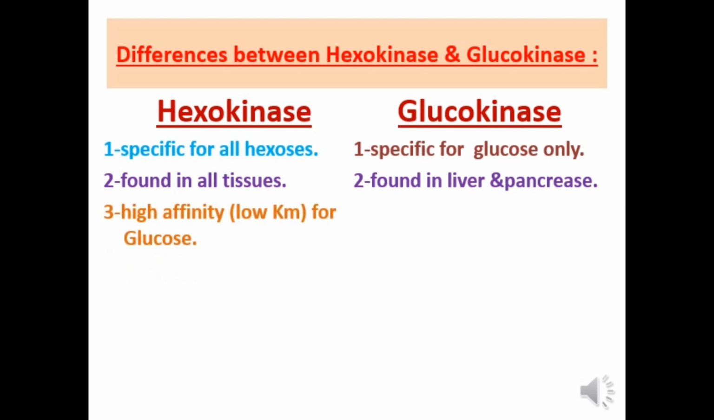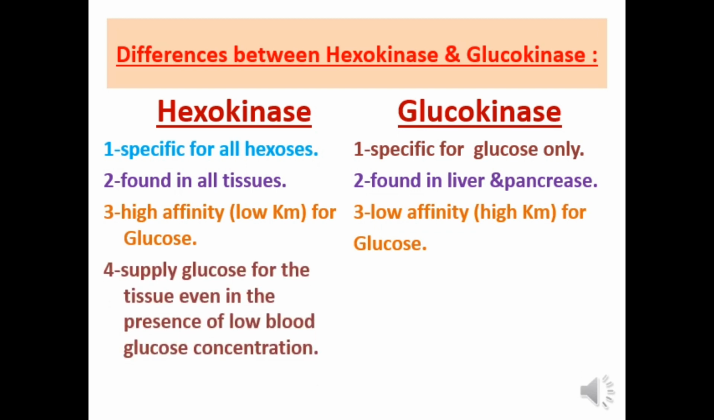Hexokinase has high affinity, low Km for glucose. This means it works on glucose even at low concentration. Glucokinase has low affinity, high Km for glucose. It only works when the glucose level is high. That is why it is under stimulation of insulin. When there is a high blood glucose level, this stimulates beta cells of the pancreas to secrete insulin. This insulin activates glucokinase.